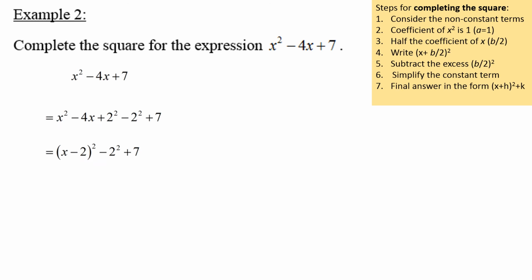Now again look at the expression you have written. Our goal is to reach the form (x plus h) whole thing squared plus k. So we need to simplify the constant term. The constant terms are underlined in green, so negative 2 squared plus 7 gives us negative 4 plus 7, which gives 3, as underlined in green on the screen now. This is our final answer in vertex form.